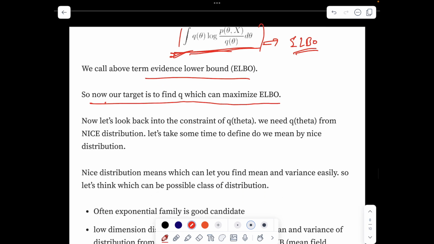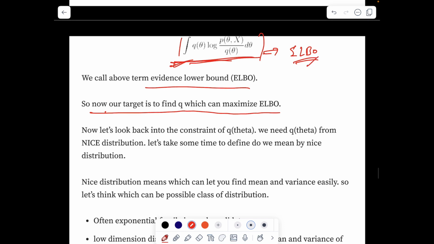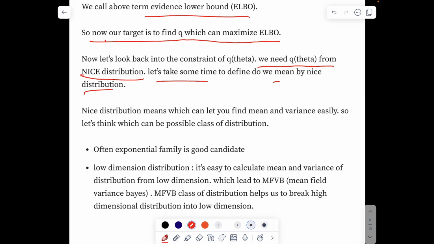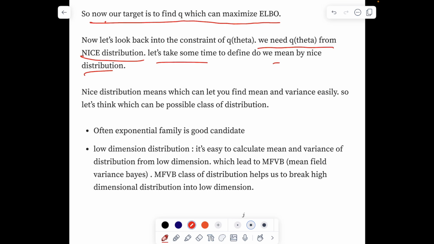Now let's go back to the constraint on q(theta). Our target is to maximize this term, and our constraint is that we need to find q(theta) from a nice distribution, because we need a distribution from which we can calculate mean and variance easily. So let's take some more time to define what the nice distribution is. We have talked a little bit about that also, but let's define it more concretely.